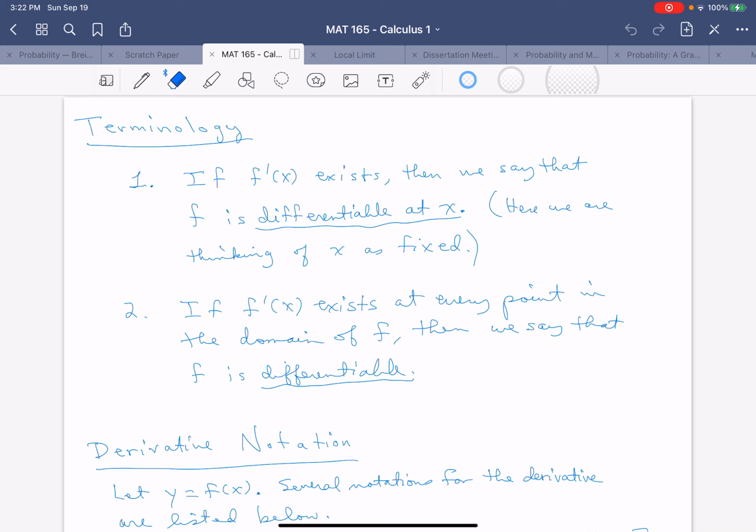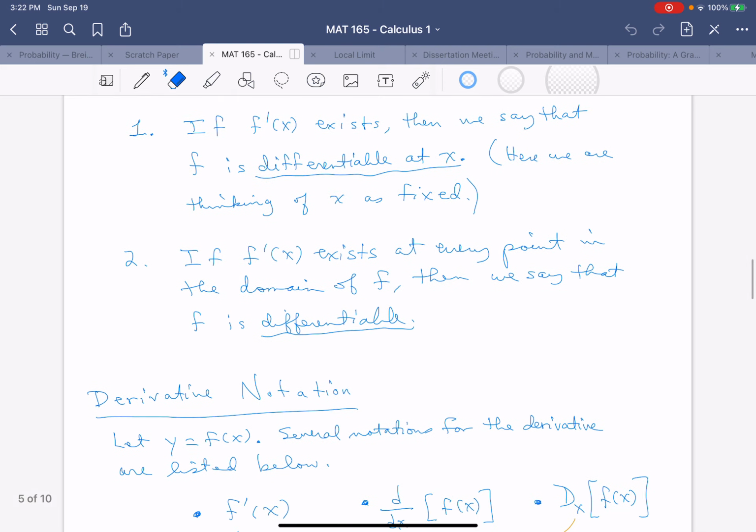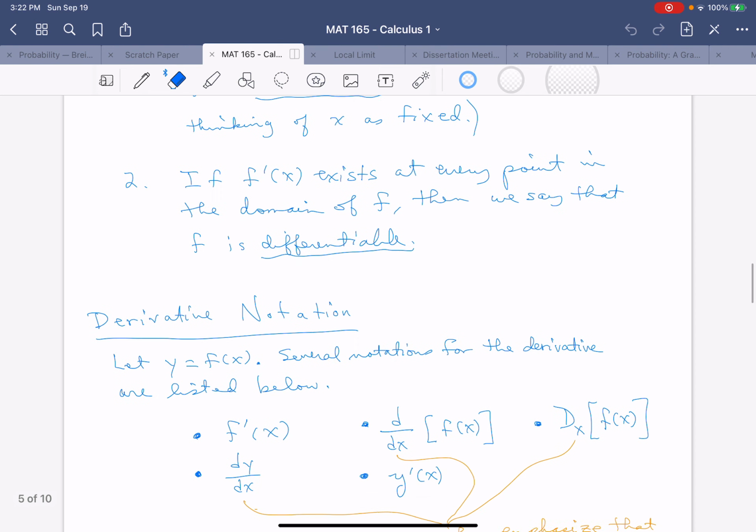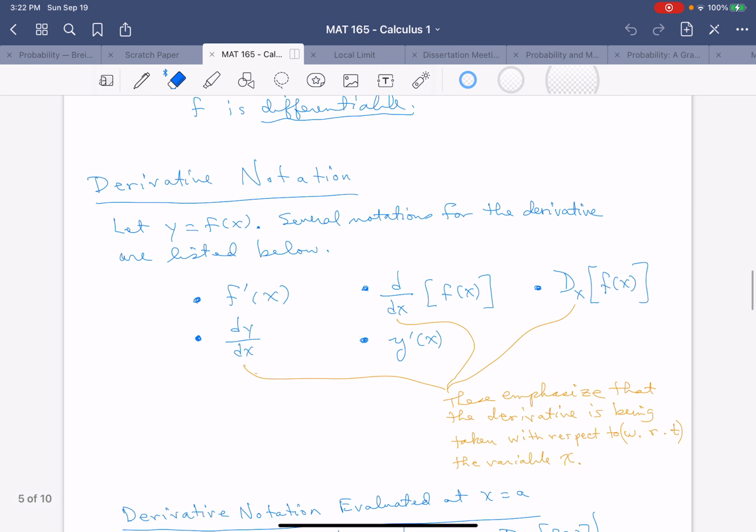And number two, if f prime of x exists at every point in the domain of f, then we say simply that the function f is differentiable. So there's just some terminology there. Now let's look at some notation for the derivative.